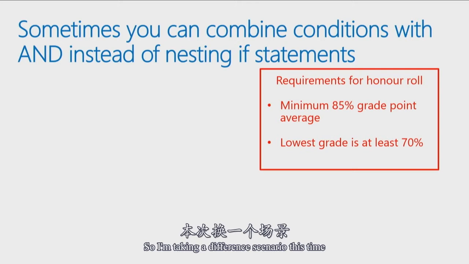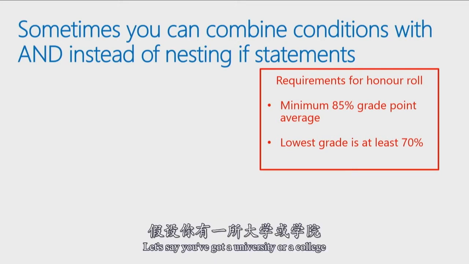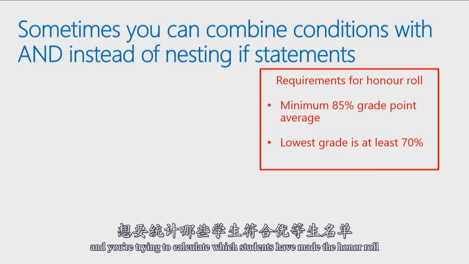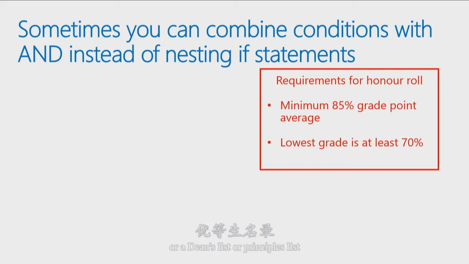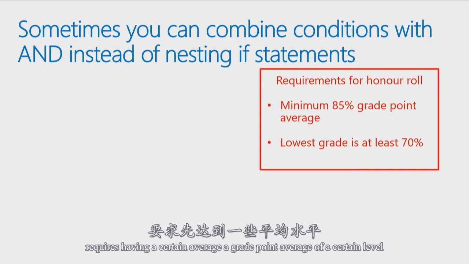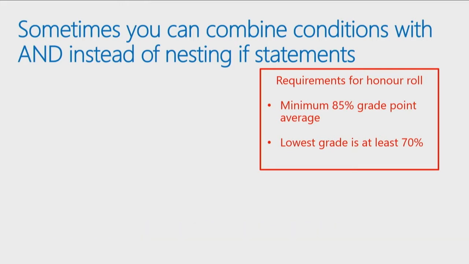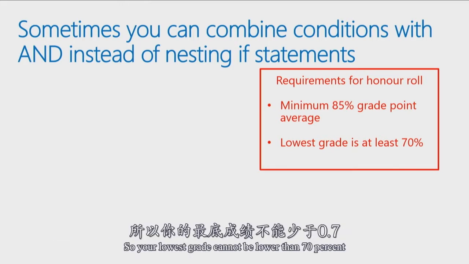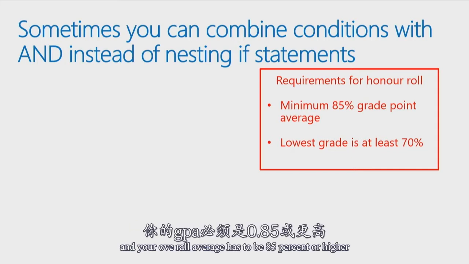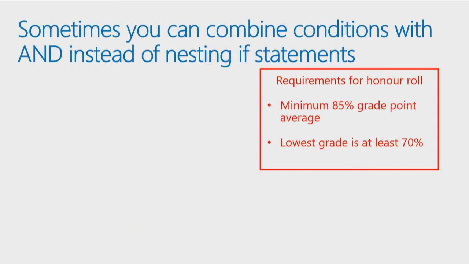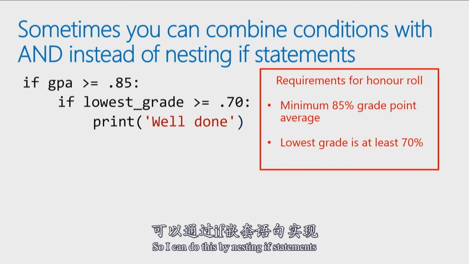So I'm taking a different scenario this time. Let's say you've got a university or a college and you're trying to calculate which students have made the honor roll. Typically, making the honor roll or a dean's list or principal's list requires having a certain average, a grade point average of a certain level, but it might also have a requirement of maintaining all your grades above a certain level as well. So your lowest grade cannot be lower than 70%, and your overall average has to be 85% or higher. So I can do this by nesting if statements.